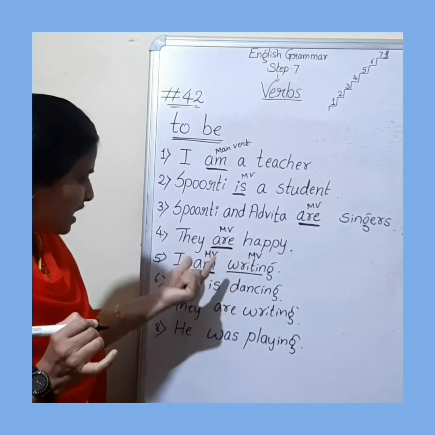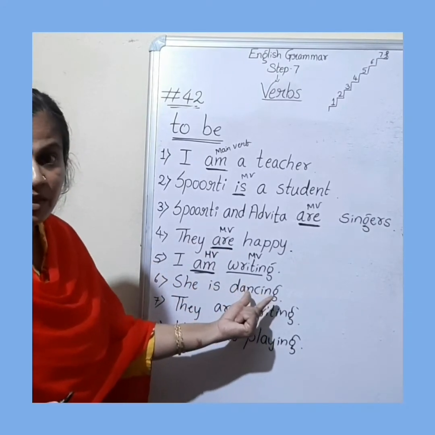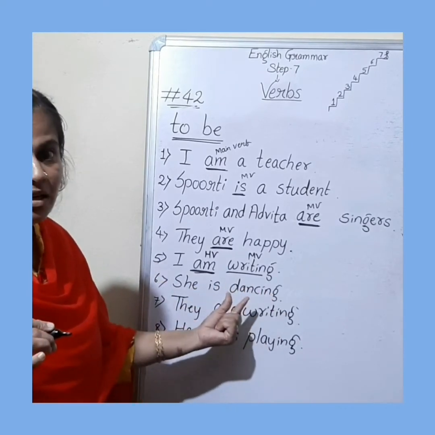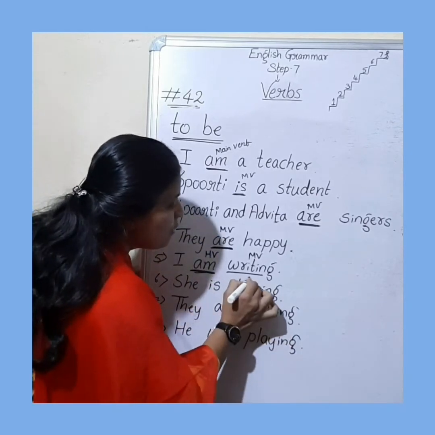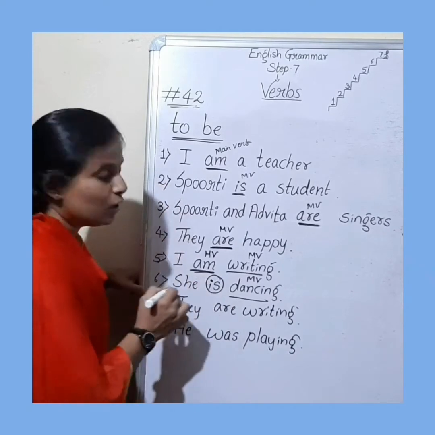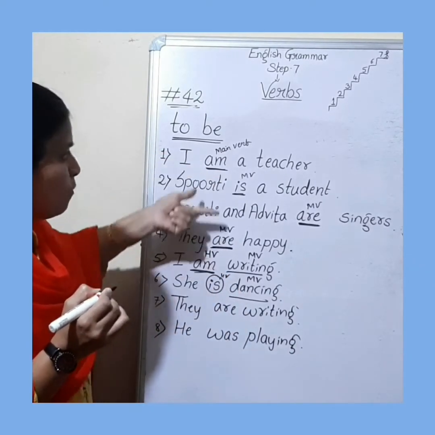Let's have a look at the next example for more clarification. She is dancing. Now you tell me which one is main verb here? Yes, you are right, dancing. So this dancing is main verb. Then is is playing the role of helping verb. I hope you got the difference now.